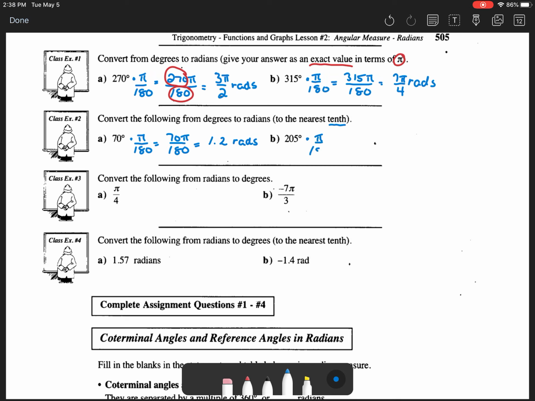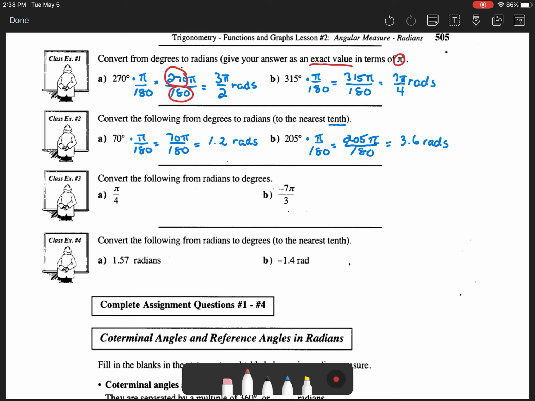I'm going to multiply by pi over 180. Okay, that will become 205 pi over 180. And again, to get my correct calculation to one decimal place, I will take 205 times pi, then divide that value by 180, and to the nearest tenth, that will be 3.6 radians.